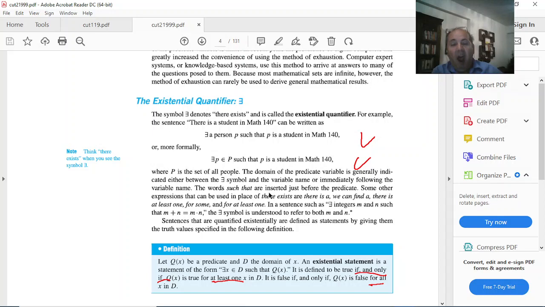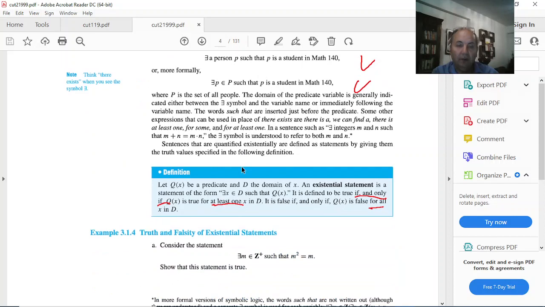It doesn't say anything, but there exists a person like you having your grade. Since Q(x) is the predicate and D is the domain, an existential statement is a statement that there exists x, an element of the domain, such that Q(x) is satisfied. It's defined to be true if and only if there is at least this one x in D.